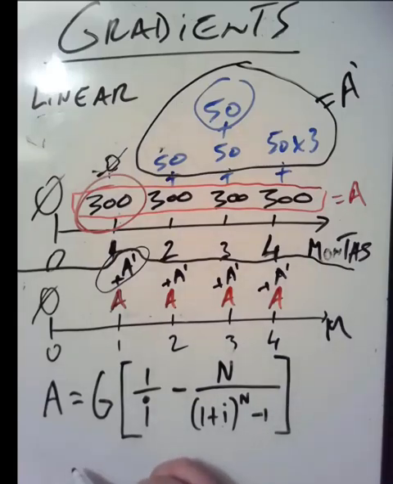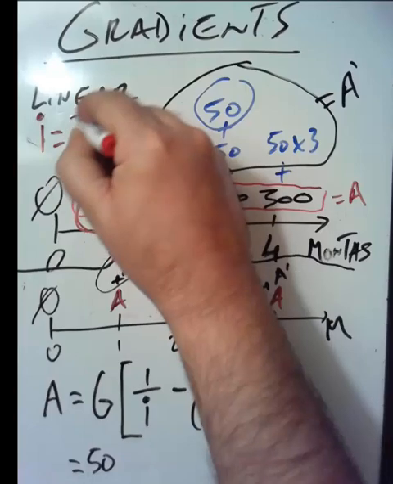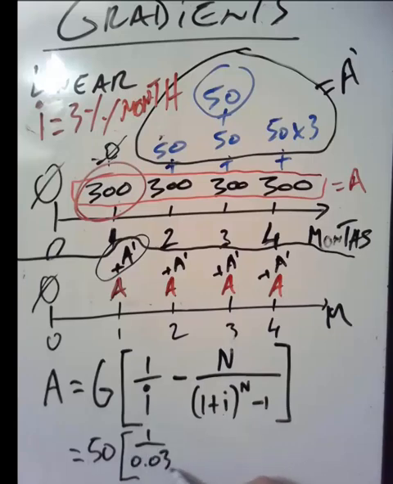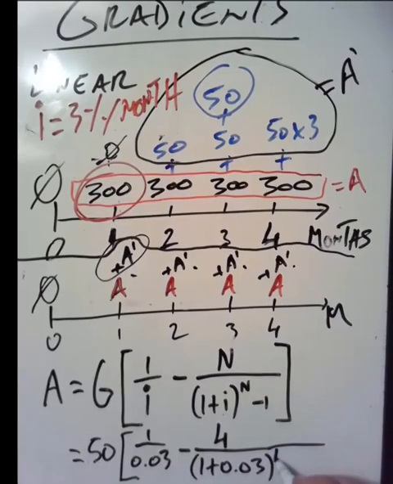So what is that equivalent amount? The gradient is 50. Let's say that the interest rate is 3% per month. So this will be 50 times 1 over 0.03 minus n, which is 4. We are transforming this gradient into 4 annuities: 1, 2, 3, 4. Then divided by 1 plus the interest rate of 3%, raised to the power of n, again 4, minus 1. And this would give $73.15.